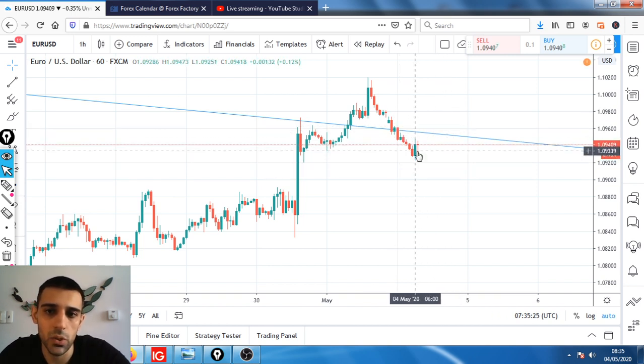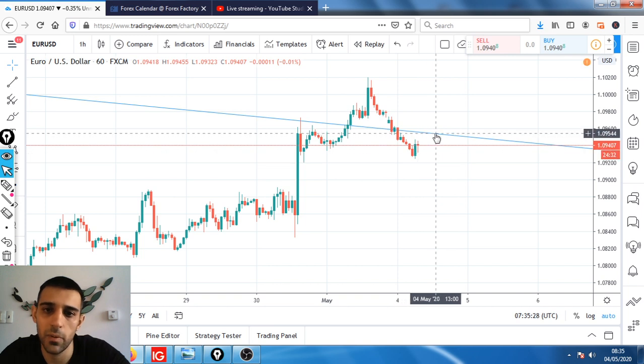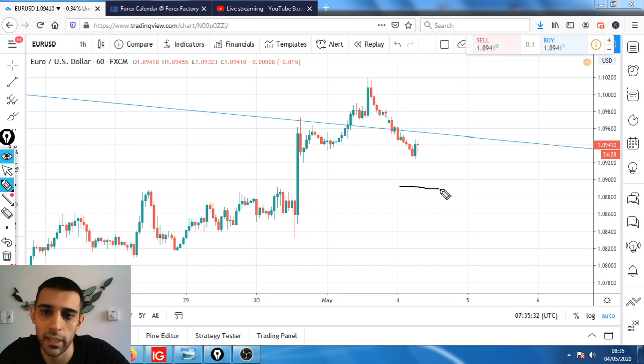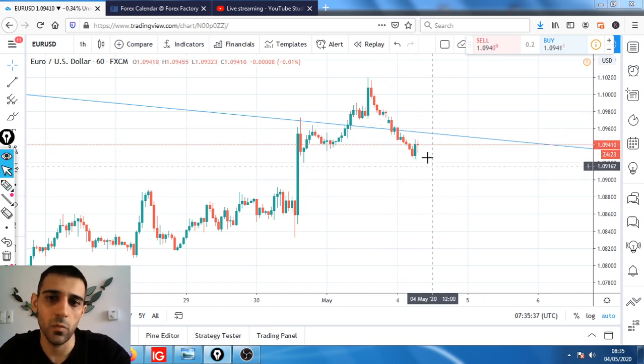It might not do that move today, so the price might come up in here, but it might not get to the target until tomorrow, because this pair does move quite slowly.